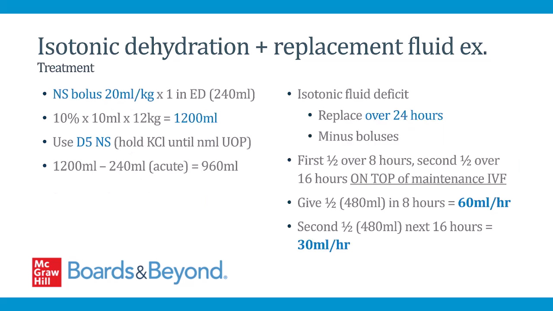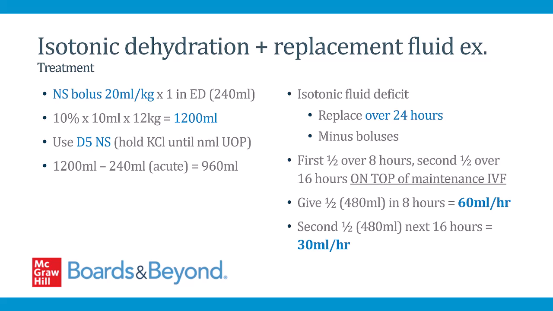She is given one 20 ml per kilo normal saline bolus in the emergency department, which is 240 ml based on a 12-kilogram infant. For the fluid deficit, remember that for each 1% dehydration, this equals 10 ml per kilogram of fluid. Therefore, we take the 10% dehydration seen in this patient, multiply by 10 ml, and then by the kilograms. This gives us a 1200 ml estimated fluid deficit.